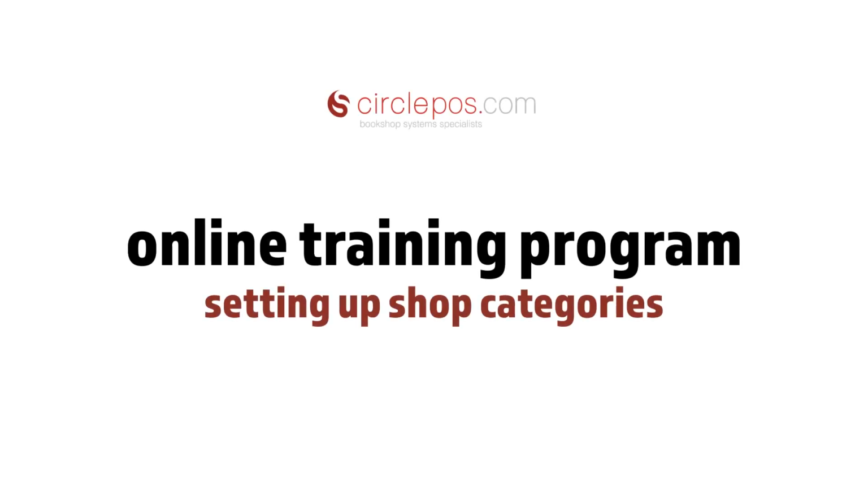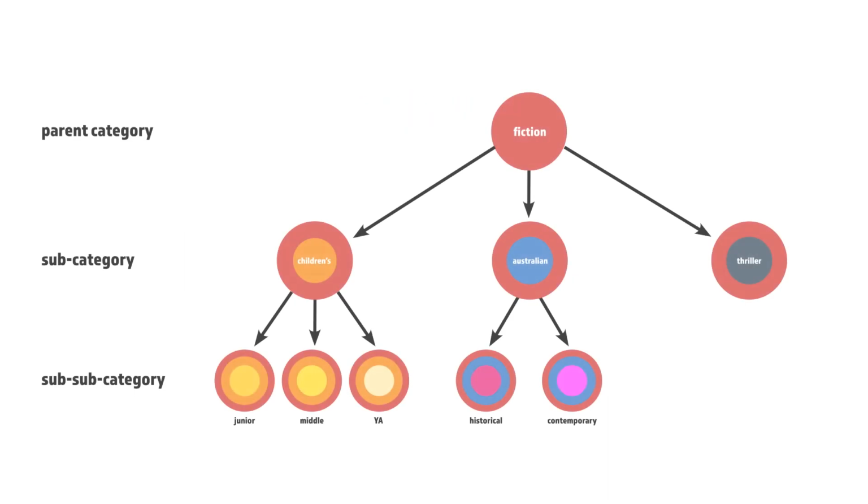Setting up categories is one of the very first things to do once your site has been set up. Circle implements a tree-like category structure where subcategories are attached to parent categories. This is an example where the red circle is fiction and it has three subcategories: children's, Australian, and thriller.